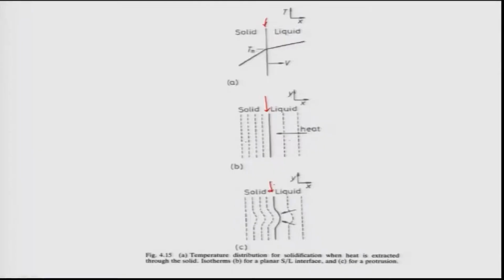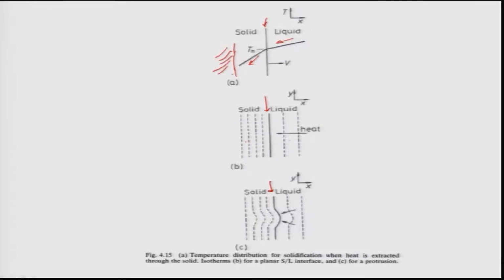Now, as you see here, the temperature gradient is positive in the liquid. Because of that, the heat will be transported from the liquid to the interface, from the interface to the solid, and from the solid to the mold wall. This is the mold wall, suppose. That is how the heat transport will happen because of the nature of the temperature gradients created.